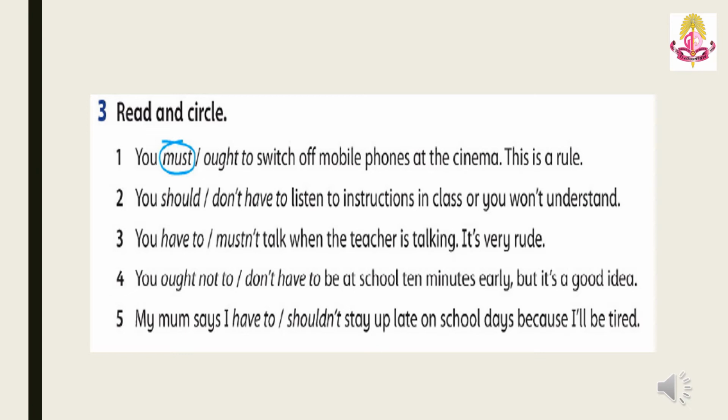Okay, I'd like you now to do exercise 3 on page 87. Read and circle. Read the sentences and circle the correct modal verb. Okay, let's check the answers. Number 1 was already done for you. You must switch off mobile phones at the cinema. This is a rule. Number 2, you should listen to instructions in class or you won't understand.